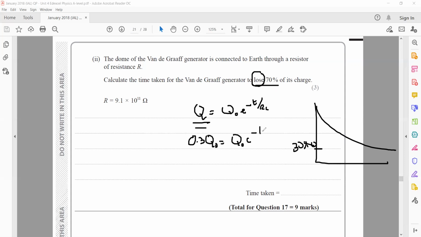And the rest you will do in the same manner, but keep this in mind. It's lose 70%, not when it is having 70% of its original charge. Is it clear? Instead of substituting 0.7, it should be 0.3. Any doubt in this part?